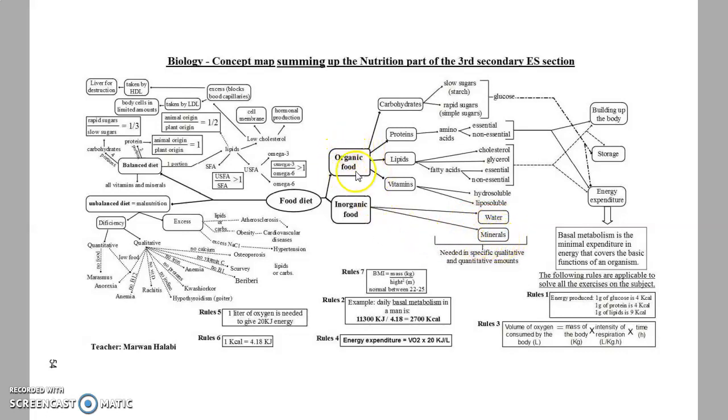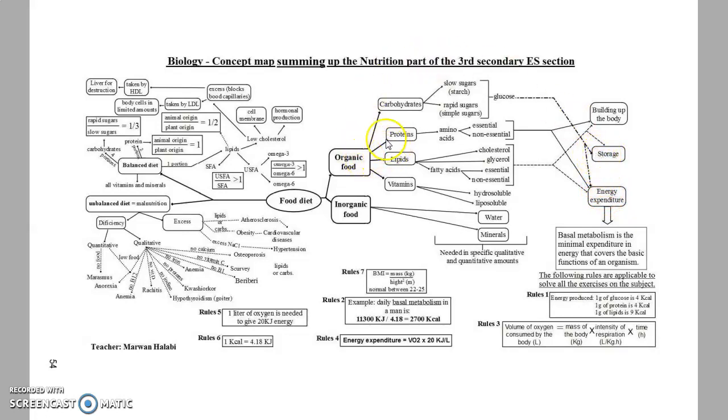while organic food is divided into four different parts. Carbohydrates, which are slow sugars such as starch, and rapid sugars such as simple sugars like glucose, galactose, lactose, sucrose, and maltose. They all give an end product of glucose, which is needed for energy expenditure and for storage.